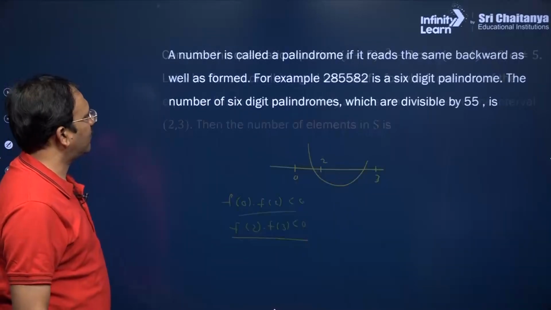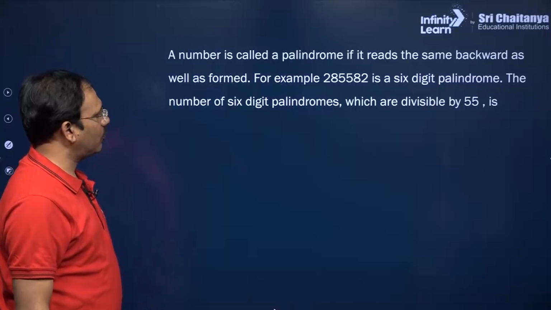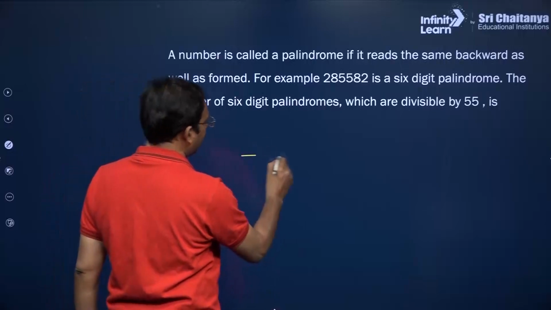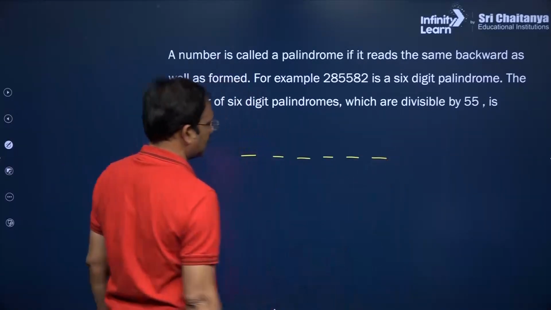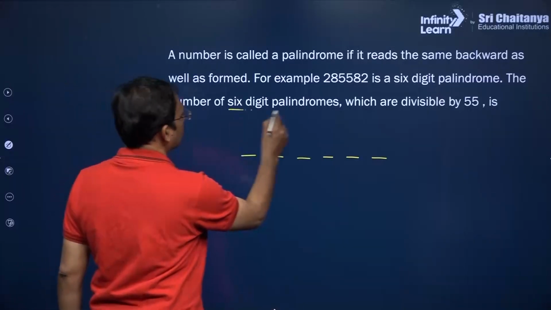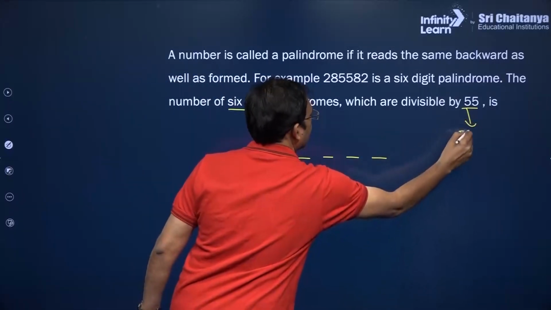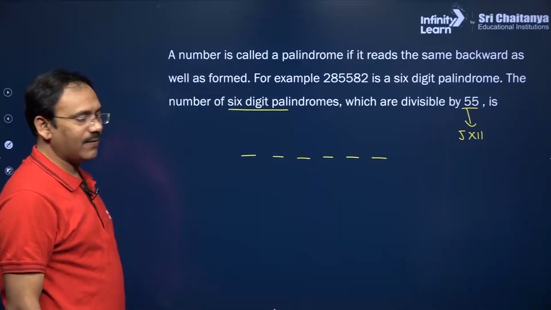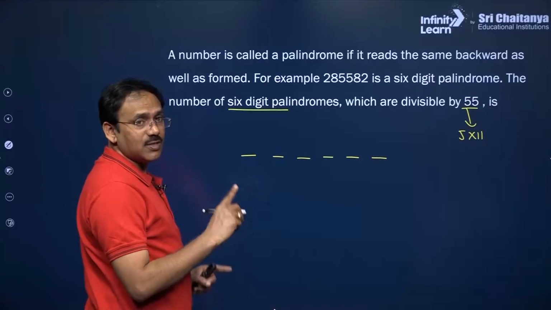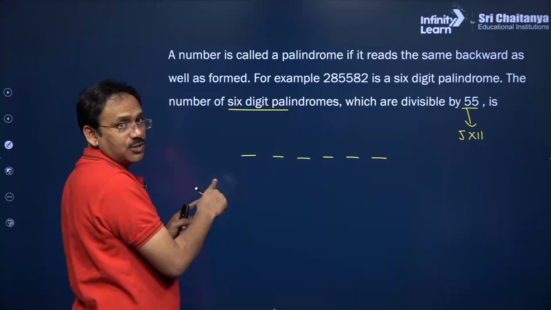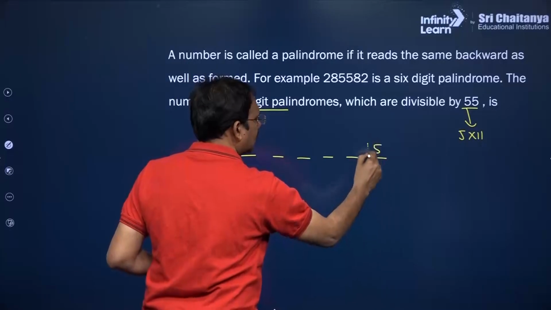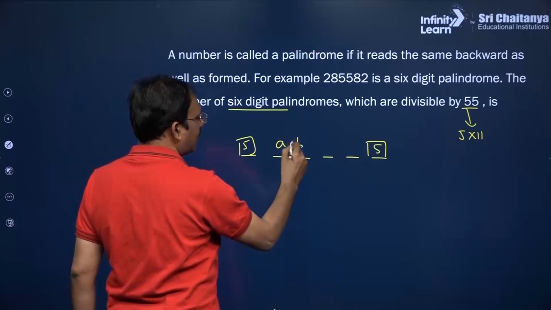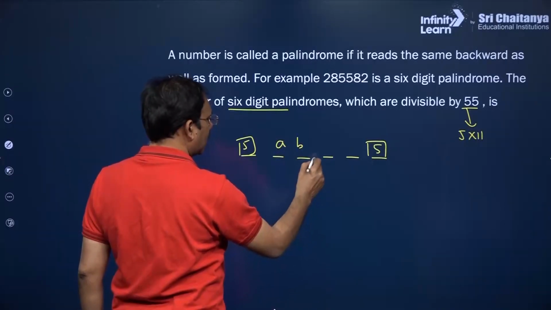Okay. Next, my dear friends, a number is called palindromic. You know already palindromic. The number of 6-digit palindromes which are divisible by 55. 55 is 5 into 11. Basically, it must be divisible by 5 and 11. Divisible by 5 means last digit can be 0 or 5. If you put 0 here, you have to put 0, and it cannot be a 6-digit number. So, last digit is fixed to 5. So, it is also 5.